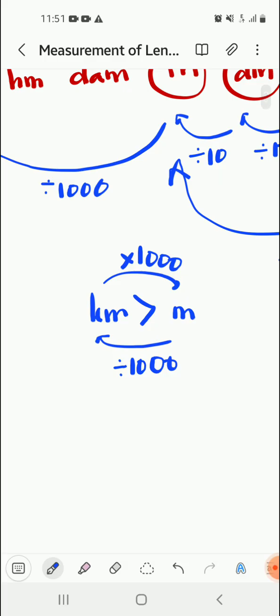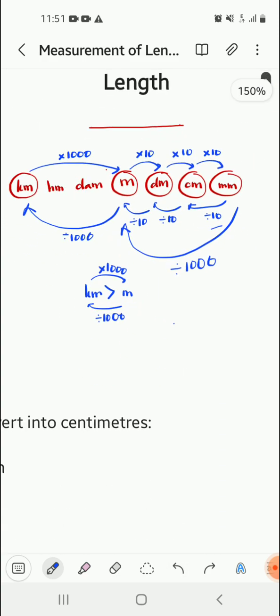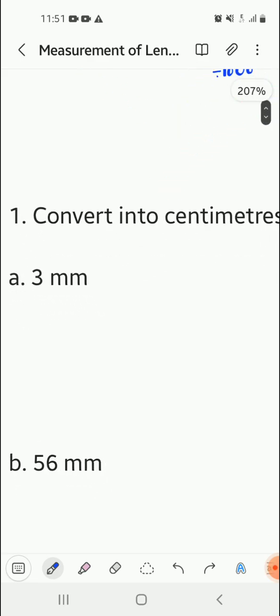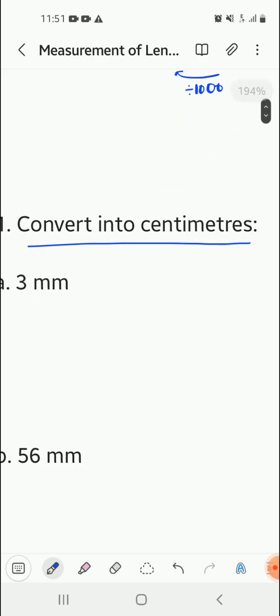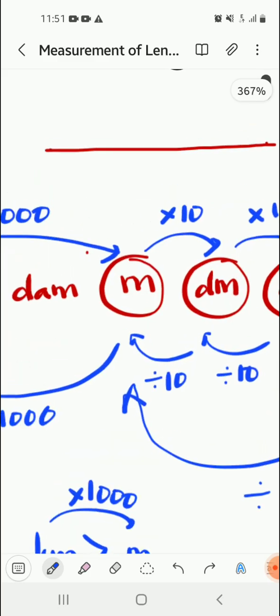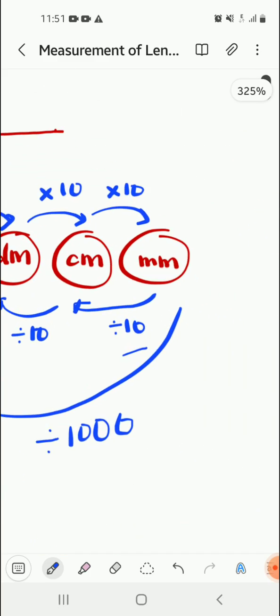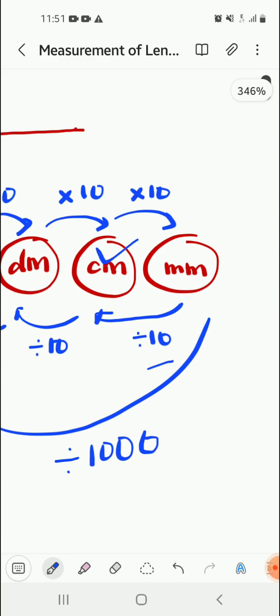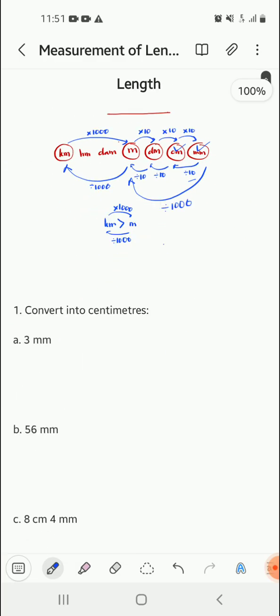We have to see the two units given, and whether we have to convert the bigger unit to smaller or vice versa, smaller unit to greater. Now with this knowledge, we are going to apply it to this sum and solve it. It's stated to convert into centimeter. So we have to convert into centimeter, and mm is given. Come to this list. We need to convert from the smaller unit mm to the greater unit centimeter.